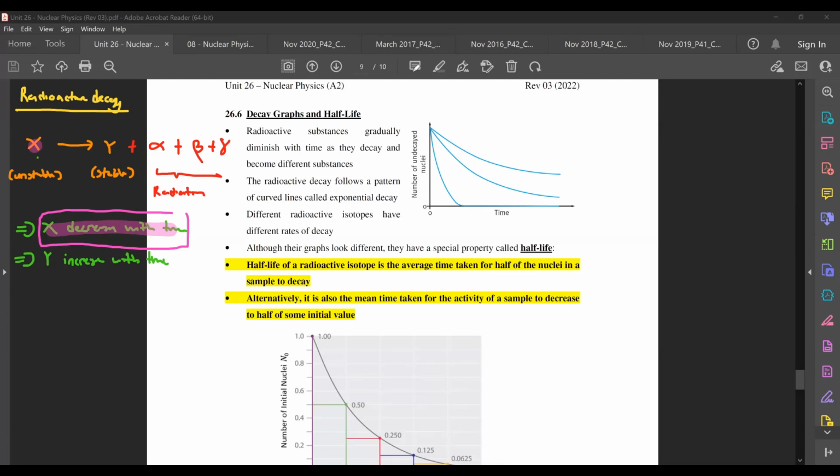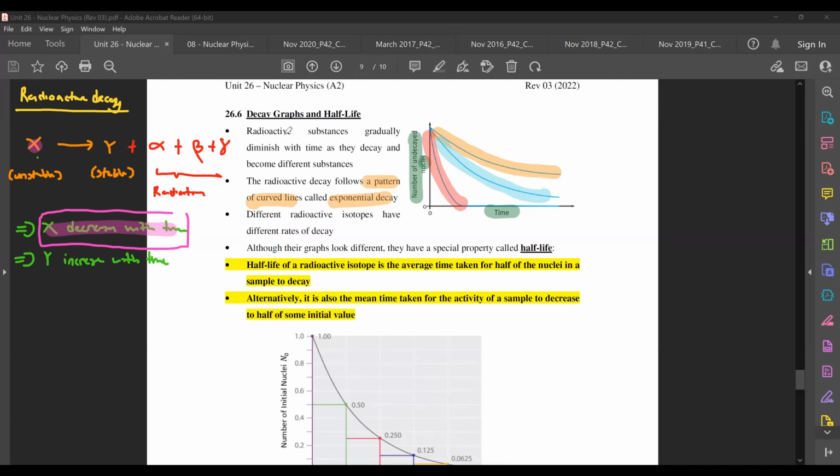Generally when they decay, they follow a particular pattern of curved lines called exponential decay. If, say, for example, this is a graph showing you the number of undecayed nuclei with respect to time, the way that your nuclei would decay could be following curves that look like this. Something like this, something like this, or something like this. There's a very specific pattern to how it decays. It follows a curve that decays like that. This is what we call an exponential decay curve.